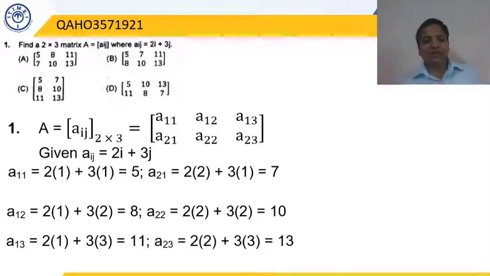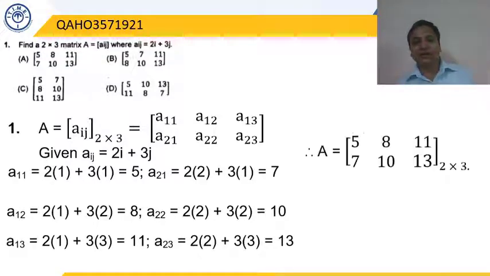Moving further, let's try A13. For A13, we put i as 1 and j as 3. So it says 2 into 1 plus 3 into 3. That is 9 plus 2 becomes 11, which is there in option A. And A23: 2 into 2, 4, plus 3 into 3, 9. That is 13. It's still there in option A. So choice A is the only option we have satisfied. So we can mark A. We get the matrix A as 5, 7, 8, 10, 11, 13.